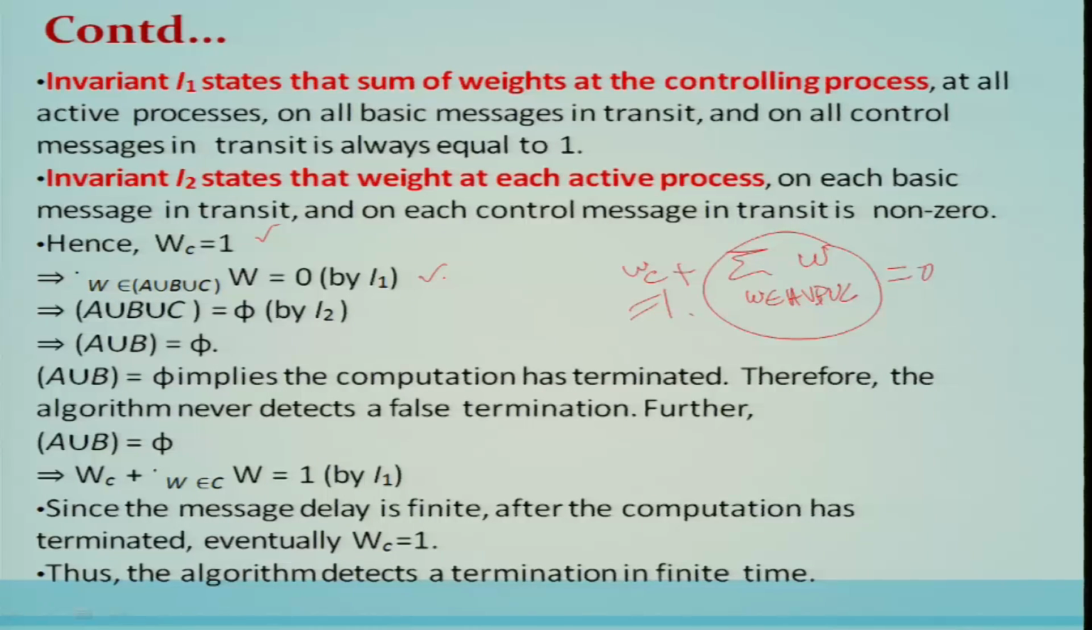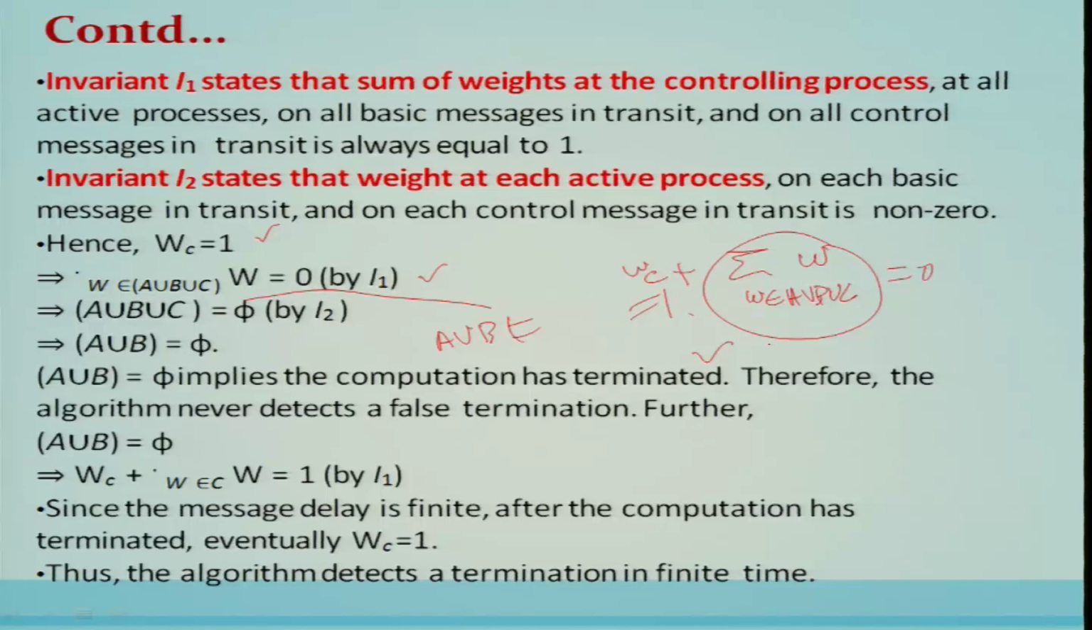Now this will imply that A union B union C is equal to null by I2, because all are non-zero. So hence, since the communication channel is empty, A union B is equal to phi. This implies that the computation has terminated. Therefore, the algorithm never detects a false termination.